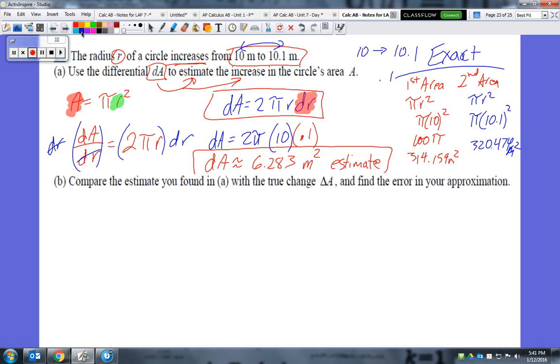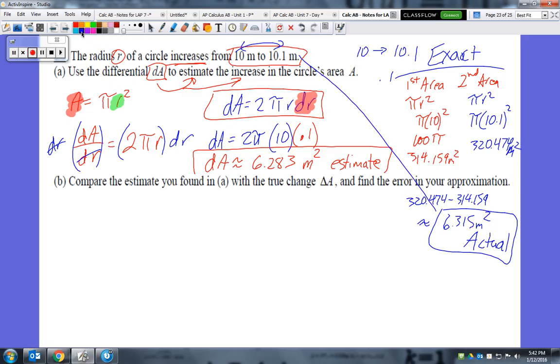So subtracting that, 320.474 minus the 314.159 is going to give me 6.315 meters squared. This is the actual, rounded to 3 decimal places. That was the actual increase. So the actual increase was 6.315, whereas over here, we're saying the estimated increase was about 6.283. So if we compare the estimate with the true change, what would be the error?